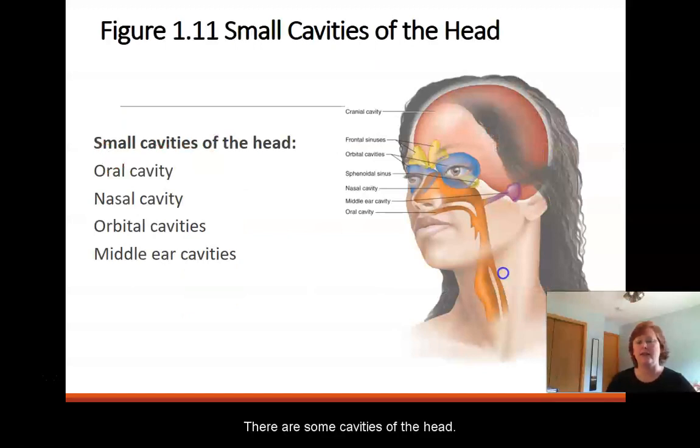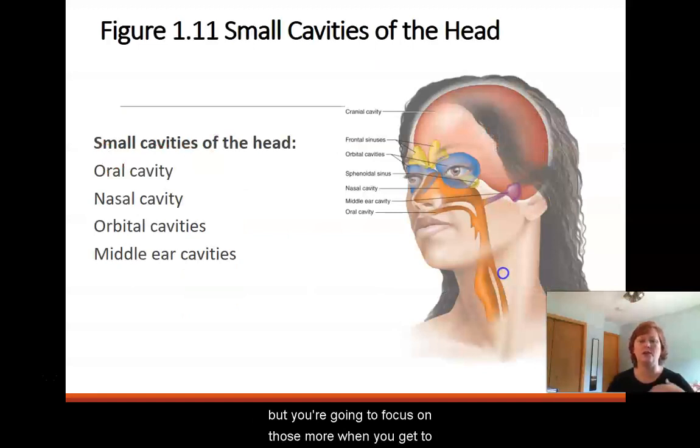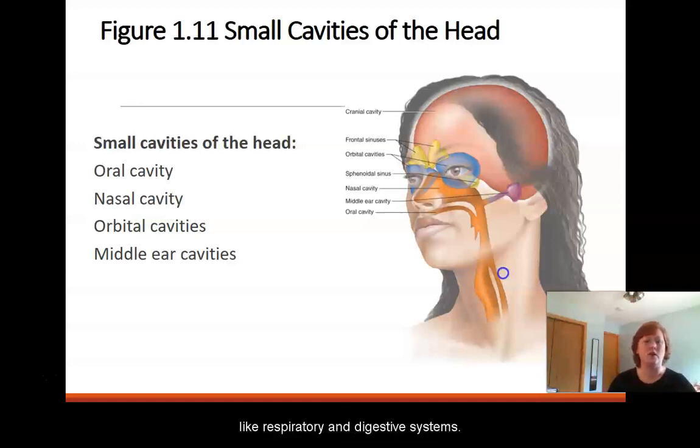There are some cavities of the head, we mentioned those before, but you're going to focus on those more when you get to the skeletal system. We'll talk a little bit about some of the ones in the skull, and when you get to things like the respiratory and digestive systems.